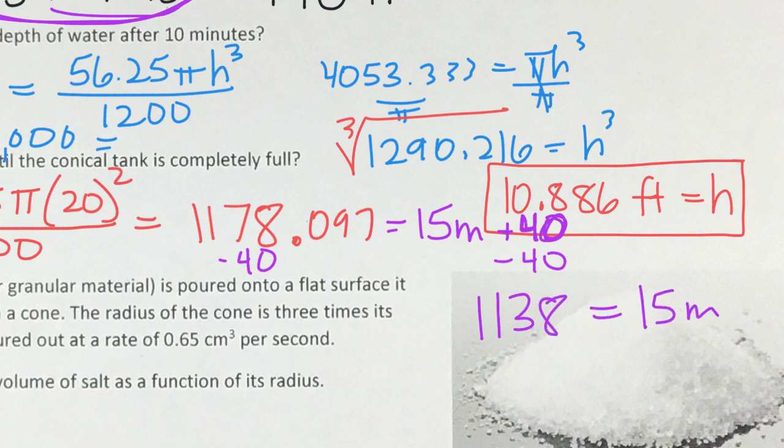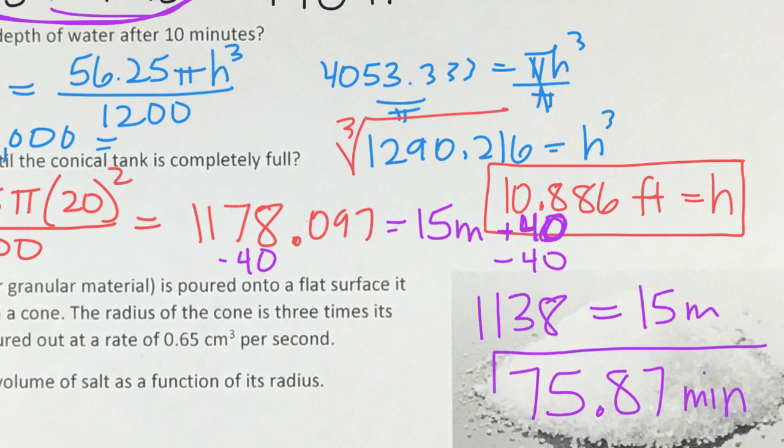So if we divide 1138 and change, 1138.097, by 15, I get 75.87 minutes. It would take more than an hour and 15 minutes to fill that tank up completely at 15 cubic feet per minute.